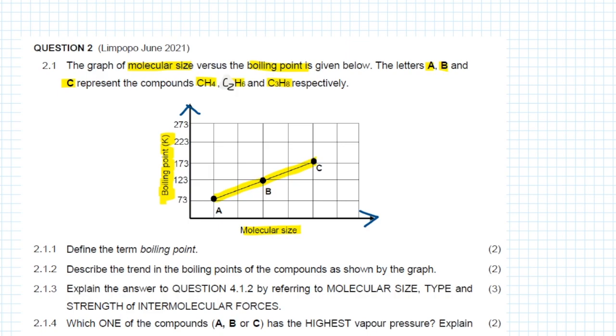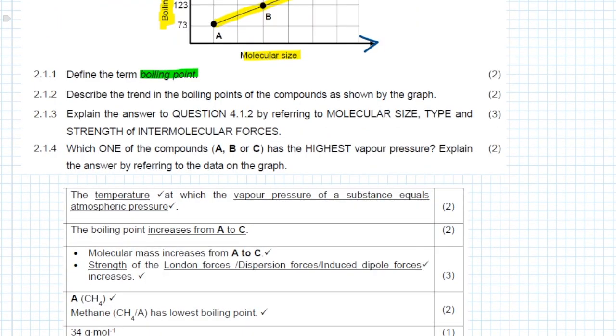So question 2.1.1 says, define the term boiling point. It's very important that you define boiling point correctly, please. This is a definition that you have learned since grade 10. We say the boiling point is the temperature at which the vapor pressure of a substance equals the atmospheric pressure. Or you can say it equals the external pressure.